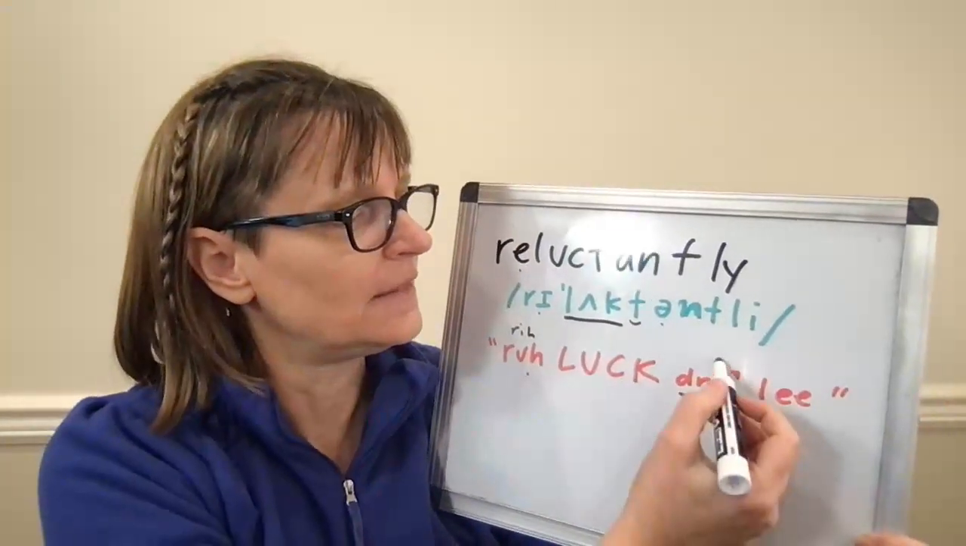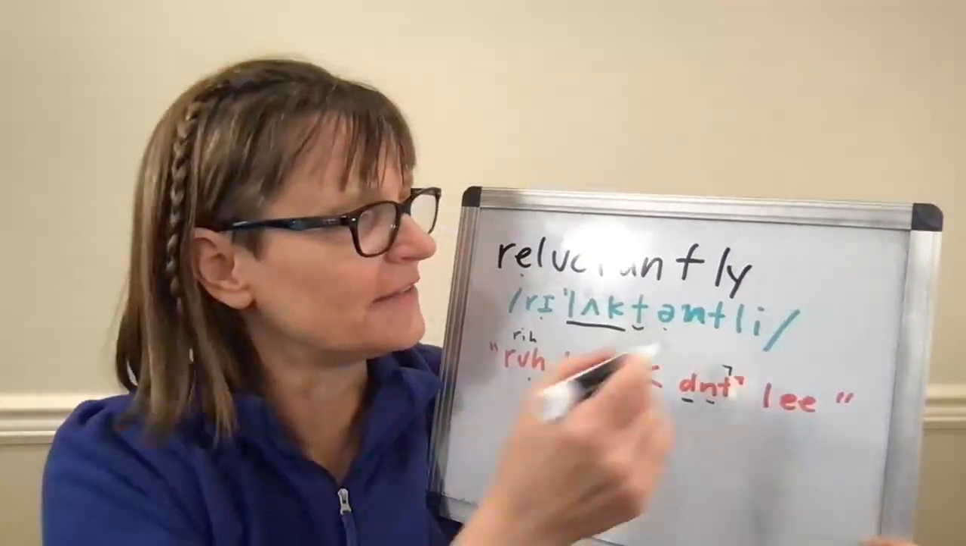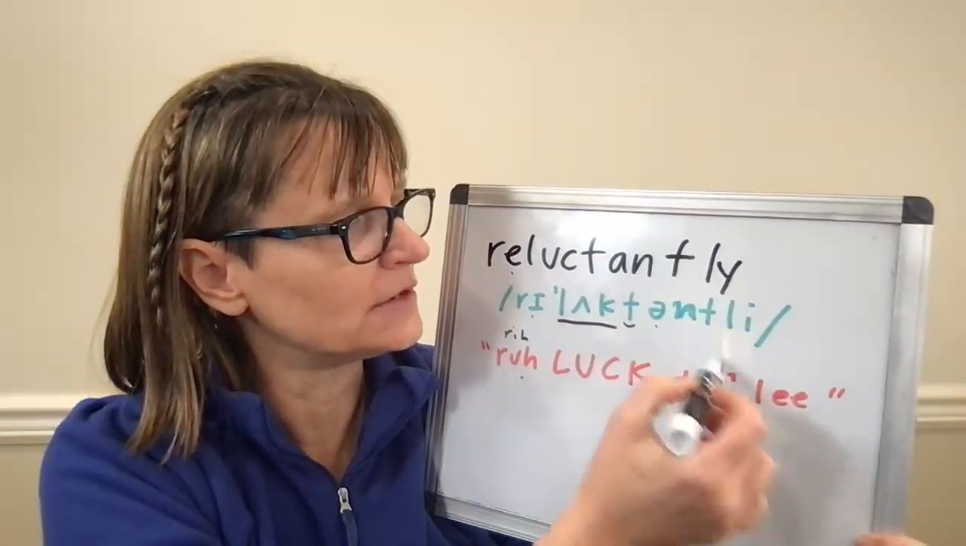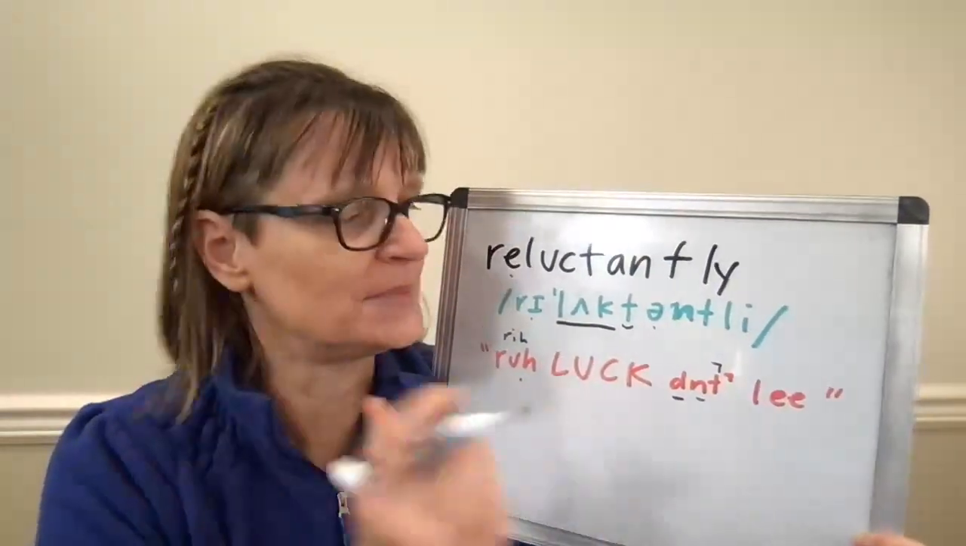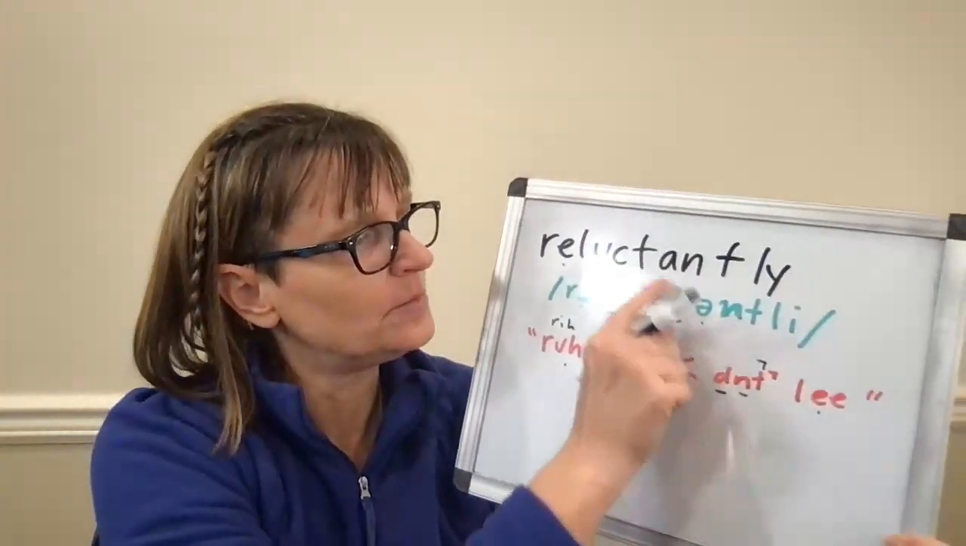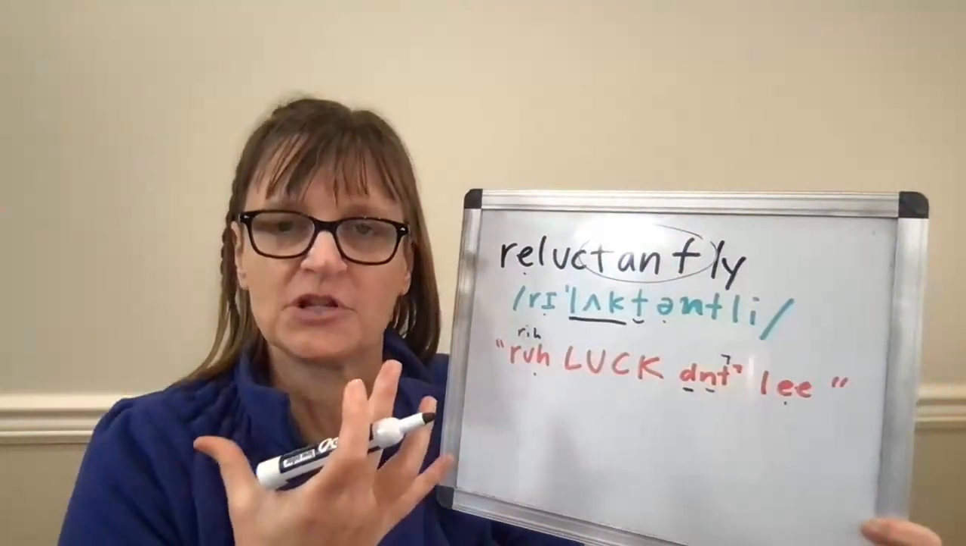Reluctant. Then this T is also just a stopping of the air. So it's almost like it's not there. Reluctantly. You just have to make it very short, or you have to make sure that you do the stop T there. And then finally we end on ly. So this part of the word, reluctant, is the most challenging part.